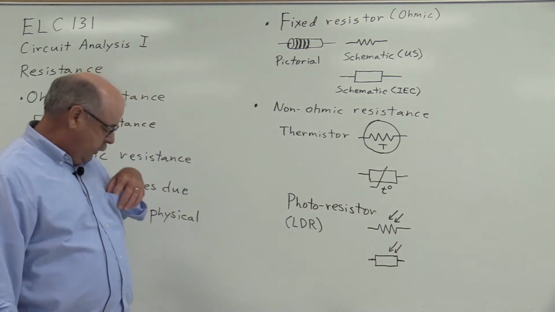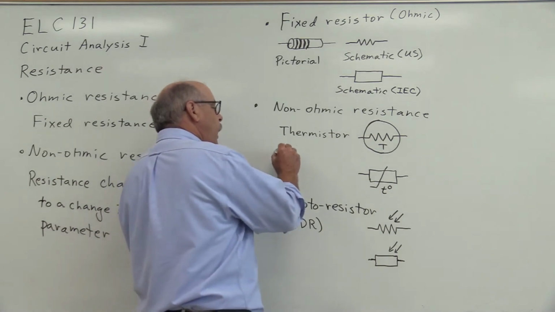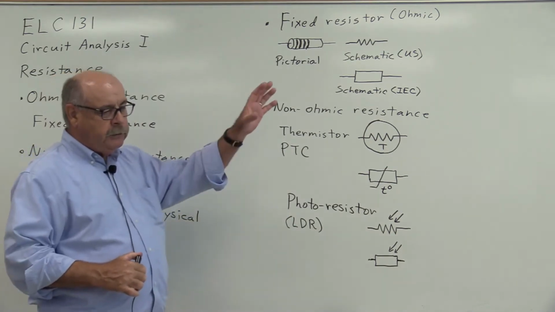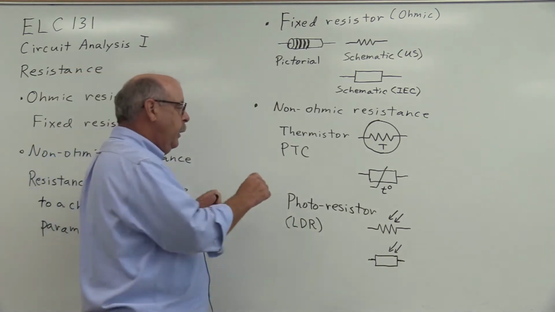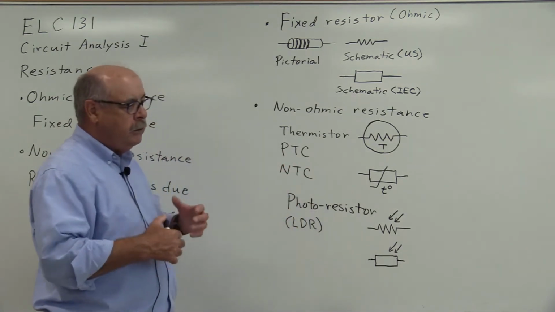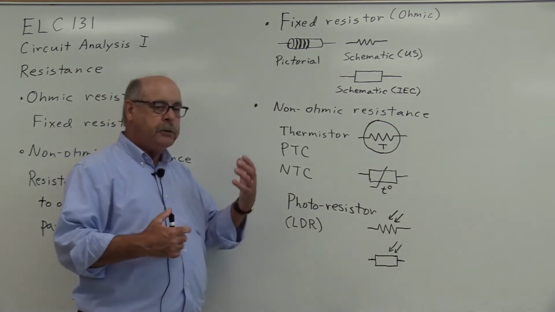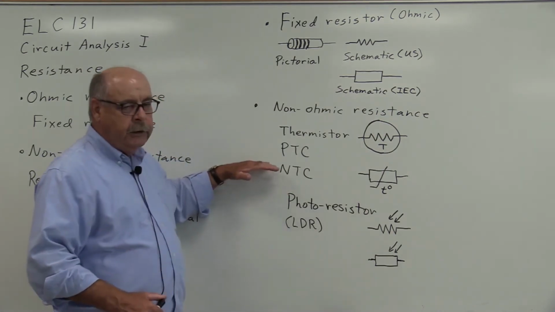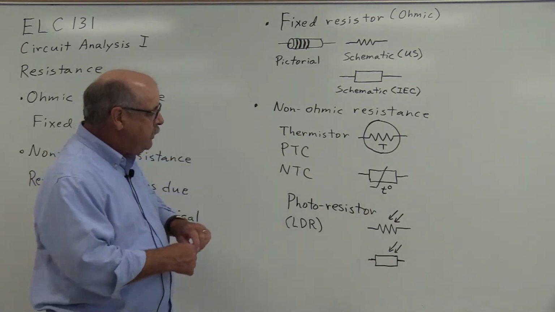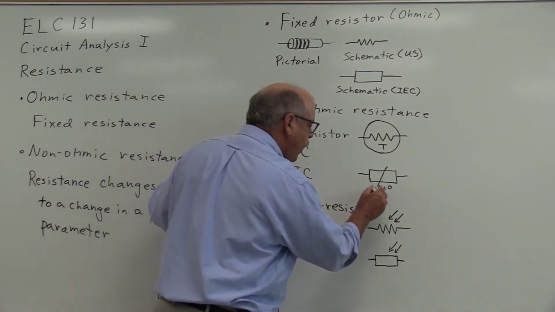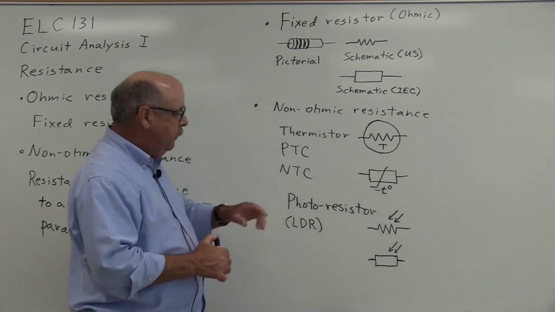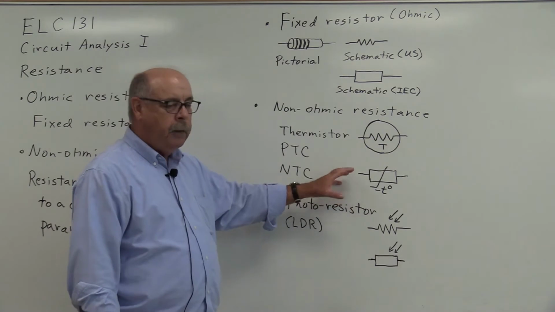Now, thermistors can be either positive temperature coefficient thermistors, meaning the resistance increases as temperature increases, or they can be negative temperature coefficient thermistors, meaning the resistance declines as temperature increases. The NTC is probably more widely used than the PTC, but in your schematic symbol, you will always have an algebraic sign denoting whether the change in resistance with temperature is a positive or negative slope.